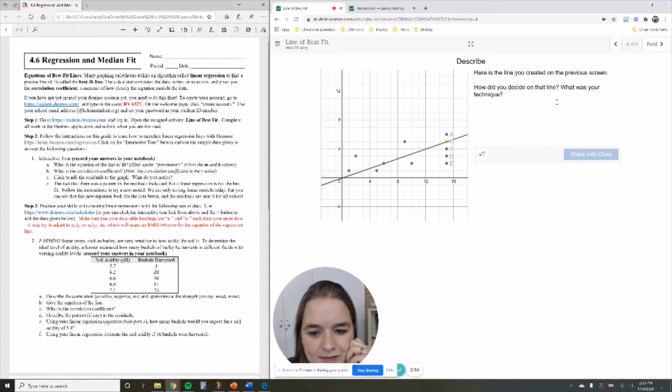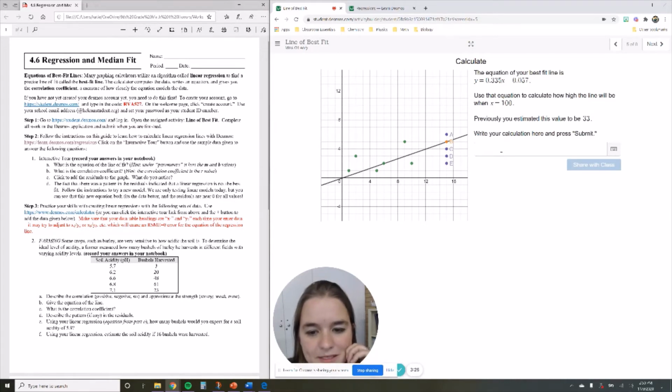Well, now here's the line that I created in the previous screen. How did I decide on that? Well, what I did is I was thinking about that idea of half above and half below and following the pattern. Why did I choose to go through 0, 0? I don't know. I chose to go through 0, 0 because often when we're estimating things, we go through 0, 0. Lots of times in real world situations, our x and y will be 0. Like on day 0, there were 0 cases of COVID. So I would have to explain in words in the box and then click Share with Class.